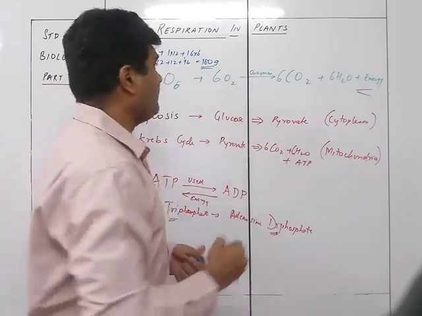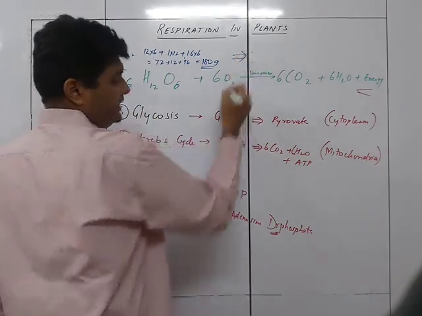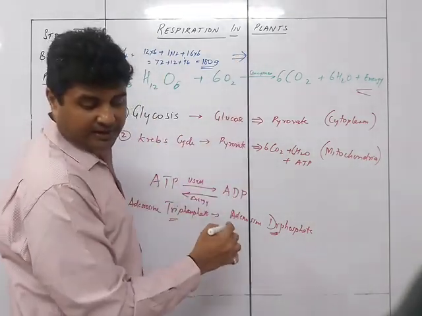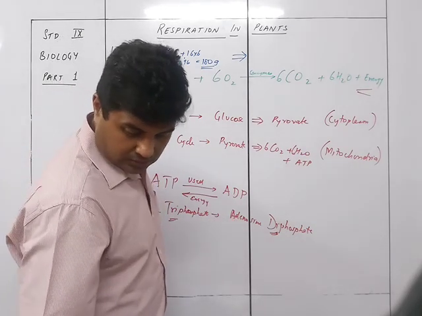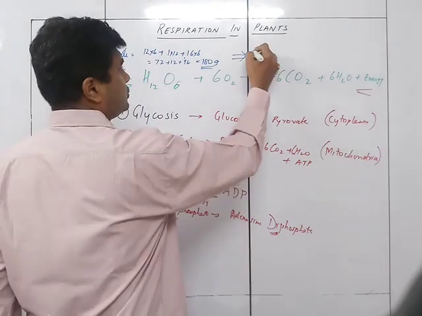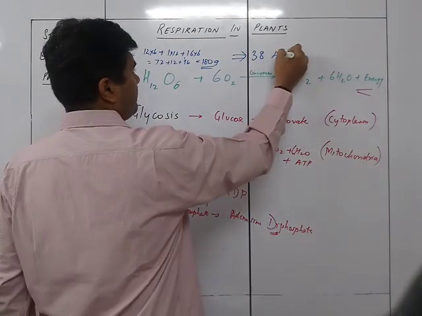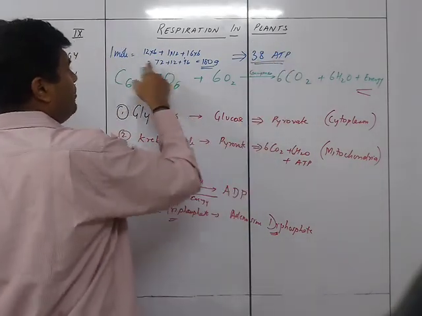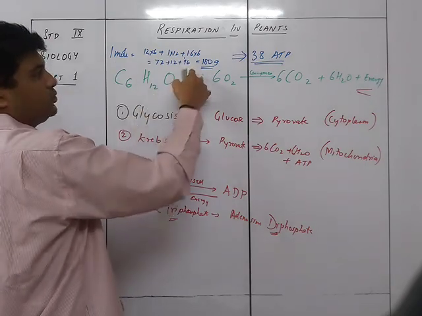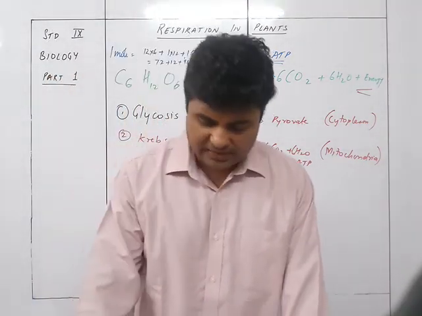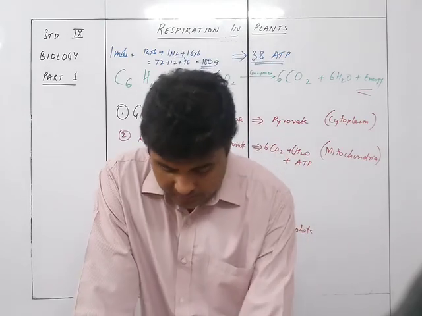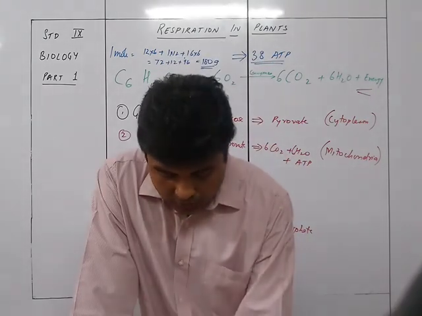So 1 mole can produce energy equal to 38 ATP. 38 molecules, so 38 ATP. 1 mole of glucose, that is 180 grams, we can say GMM, will produce 38 ATP.